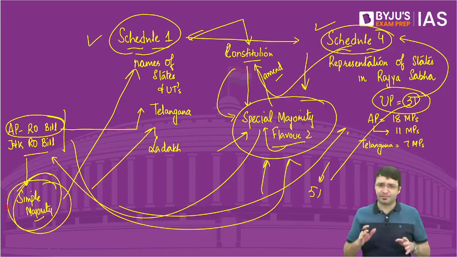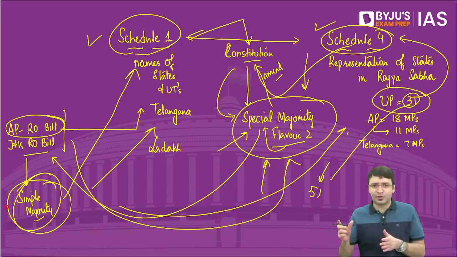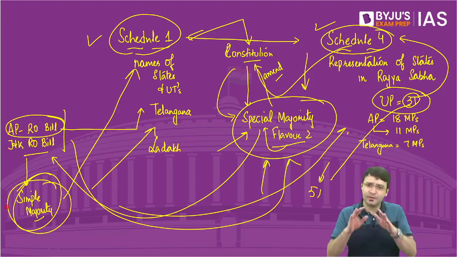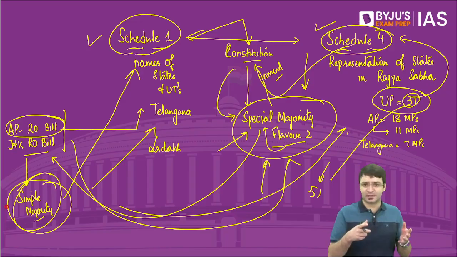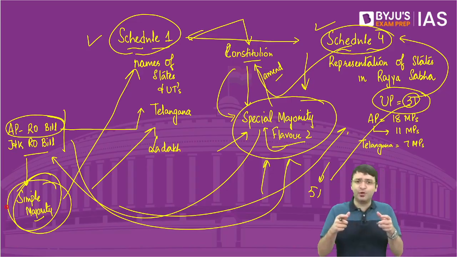So let's recap. Union and its territory, Part 1 of the Constitution, dealing with Articles 1 to 4. Clear? Article 1, Clause 1: India, that is Bharat, shall be a union of states. We have two names, India as well as Bharat, reflecting tradition and modernity.